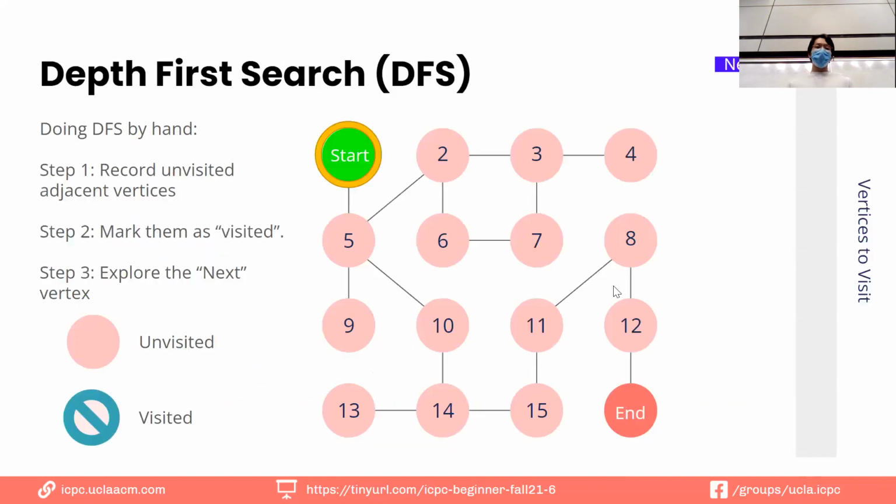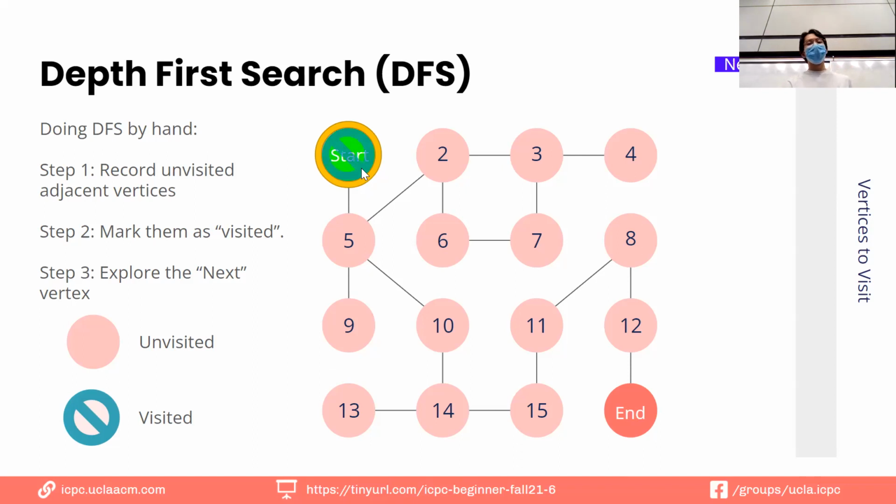So for DFS, we're going to do something very similar. And we're going to go to unvisited adjacent vertices, mark them as visited, and explore the next vertex. And the big difference between DFS and BFS is how this list of vertices that we need to visit operates, where the next arrow actually goes to the last added value instead of the earliest added value.